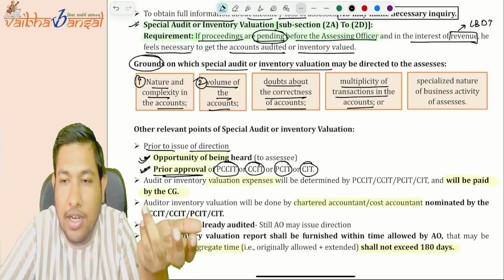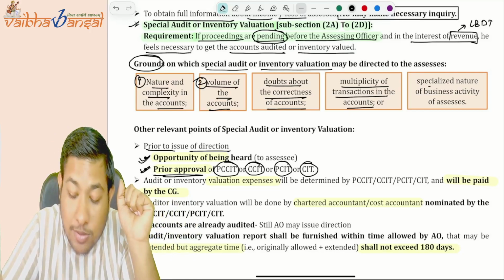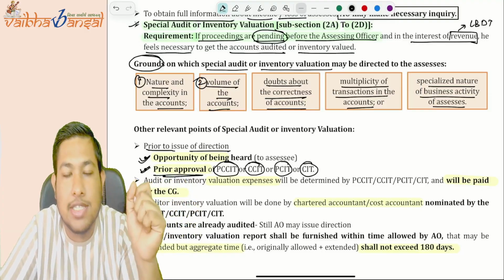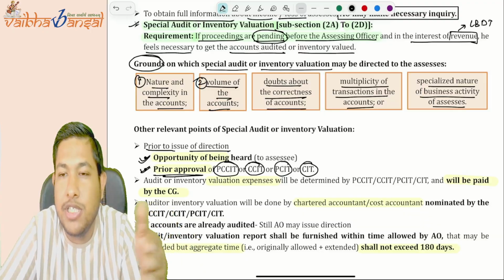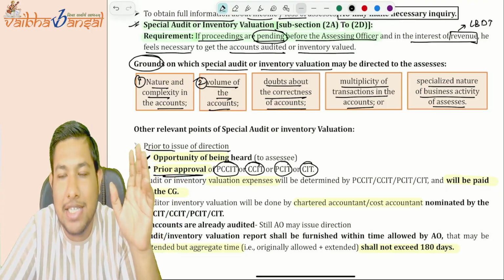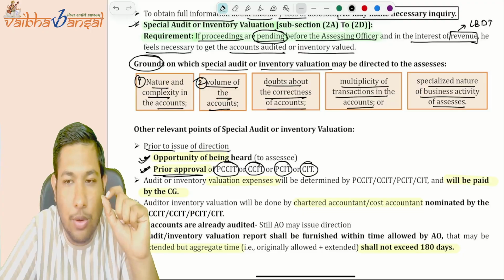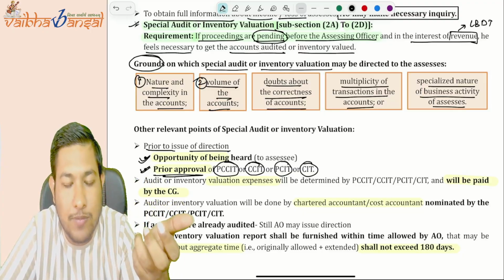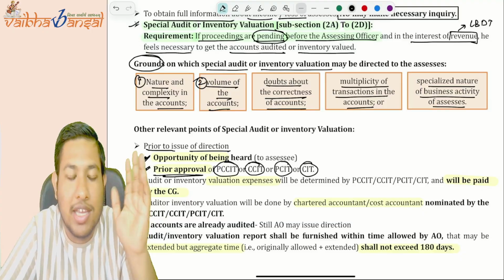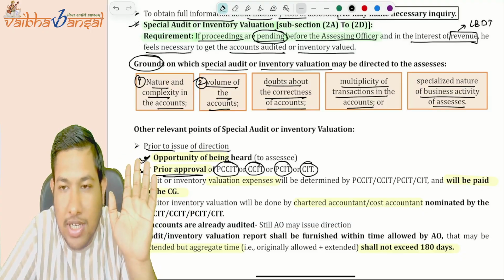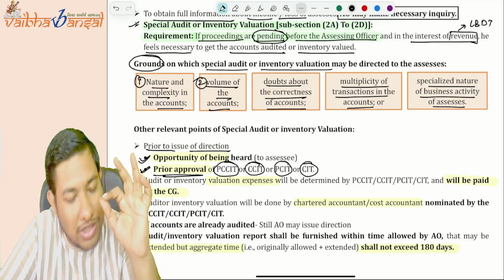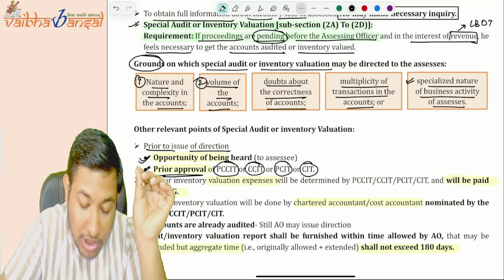I might need a special audit, or there is a specialized nature of business activity of the assessee. Like I said, the internet business, the oil business, or it can be other businesses, the AI business, the vaccine making business. All these are of a specialized nature of business activity. In normal parlance, they are not normal trading businesses. So there is a possibility that the assessing officer does not understand your business activity and might end up increasing your tax liability. So for that case, what do you need to do? You need to do a special audit.